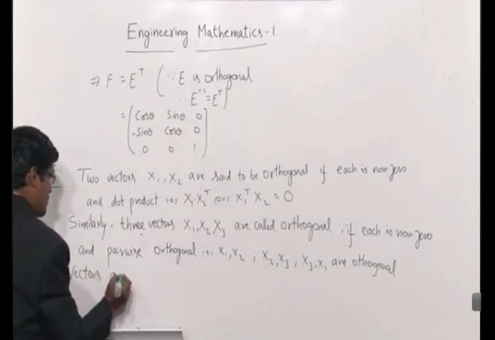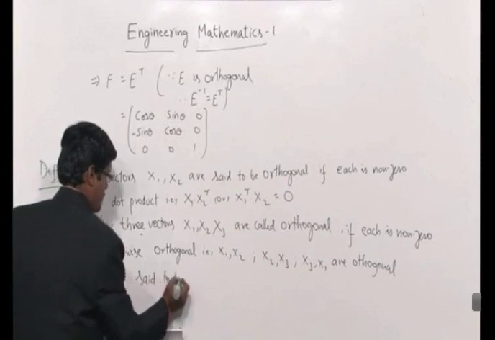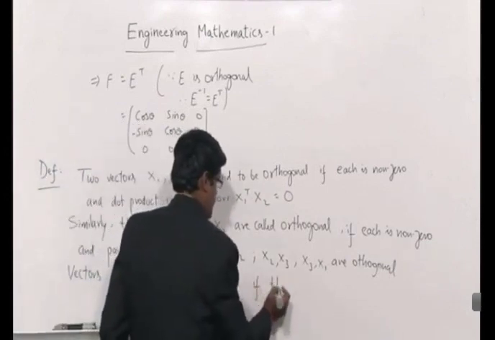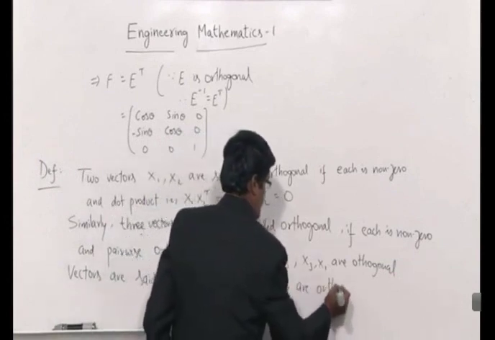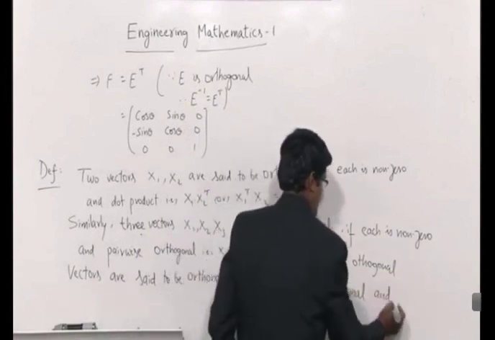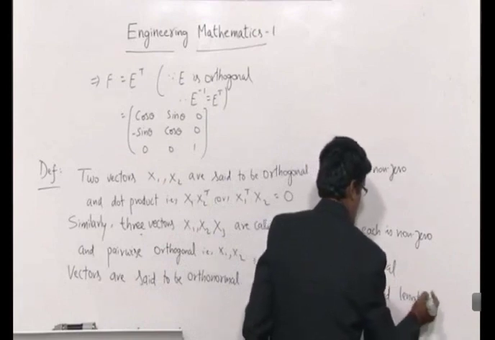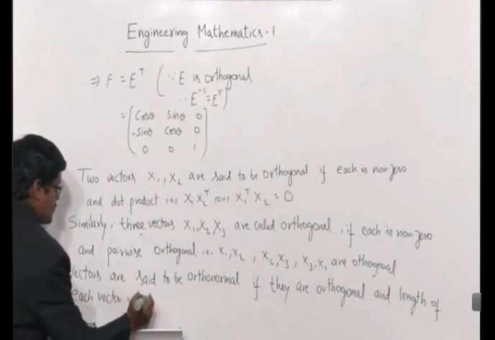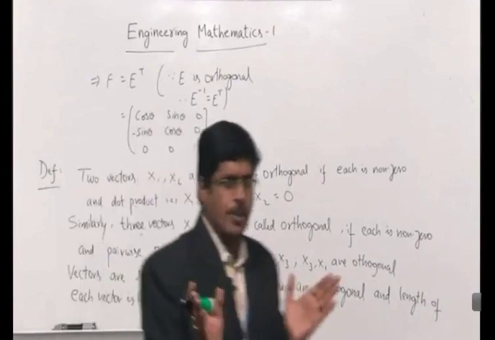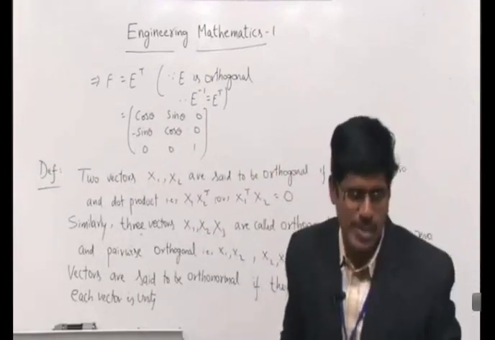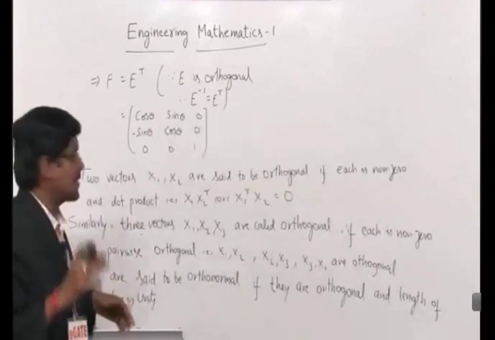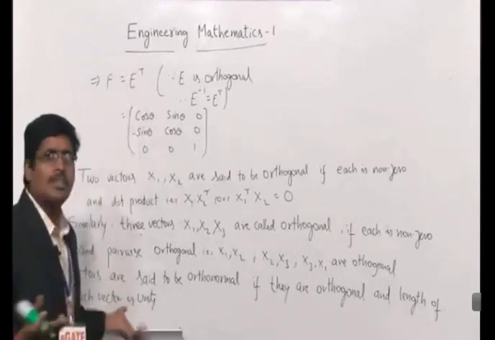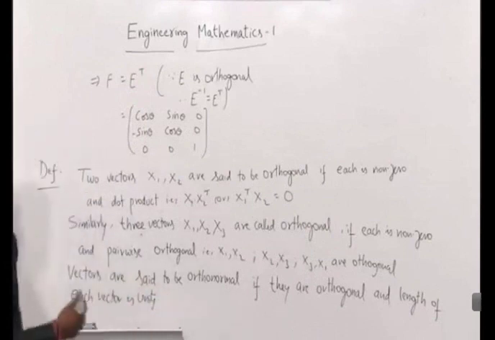Vectors, that means rows or columns, are said to be orthonormal if they are orthogonal and the length of each vector is unity. Comparing with vector algebra, you know how to find the dot product between two vectors. You know how to find the length of a vector: square root of the sum of the squares of the elements. Take any row or column. How to find the length of a vector? Square root of sum of the squares. For example, take the first column. What are the squares? Cos square, plus minus sin theta whole square, plus 0 square. How much does it give? 1. And then find the square root. Square root of 1 is 1.